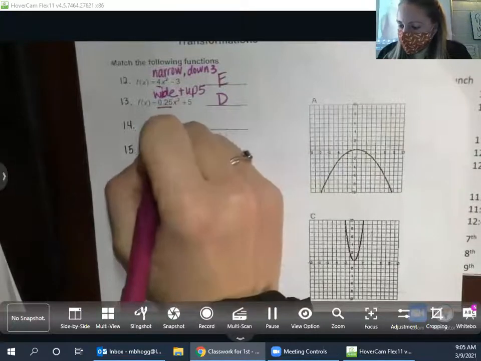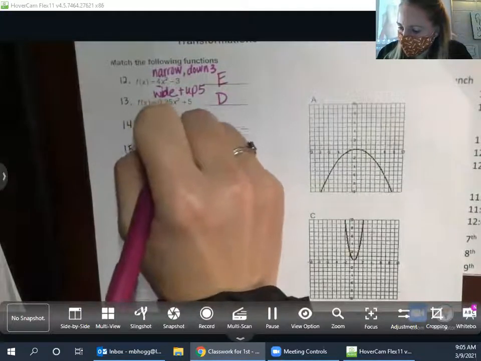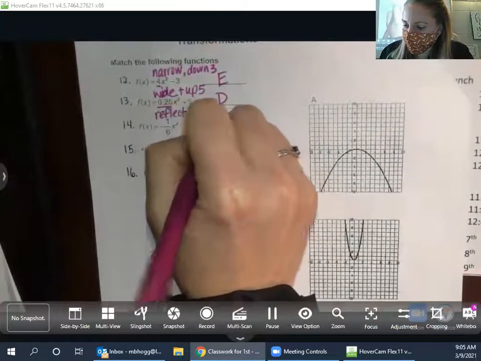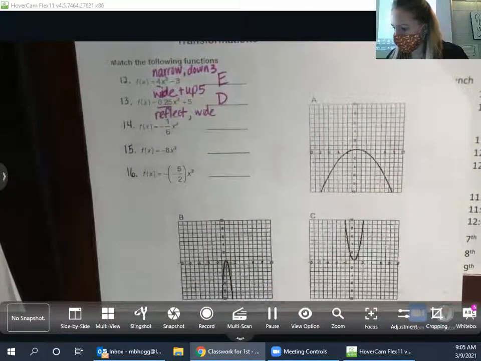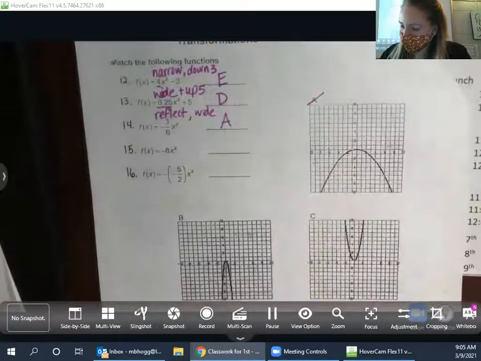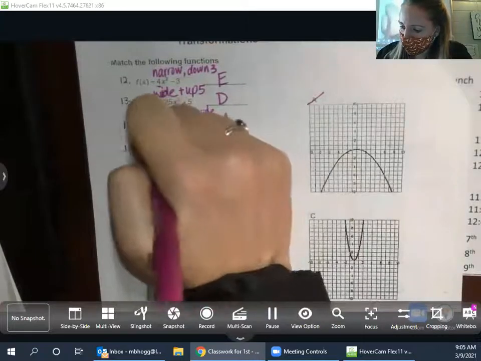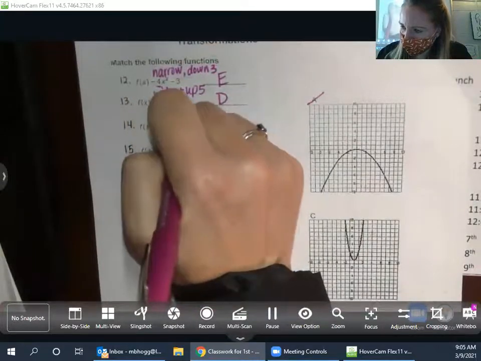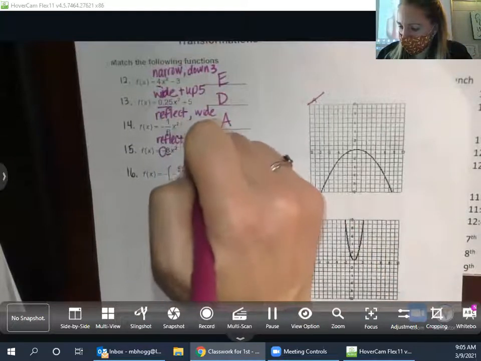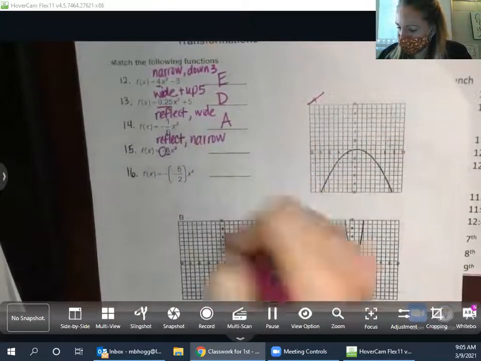All right, we have a negative, so that's a reflection, and a fraction. So it's going to go wide and reflect. Which one is that? A. We have another reflection here because it's negative, and it's 8, so it's going to be real narrow. B.